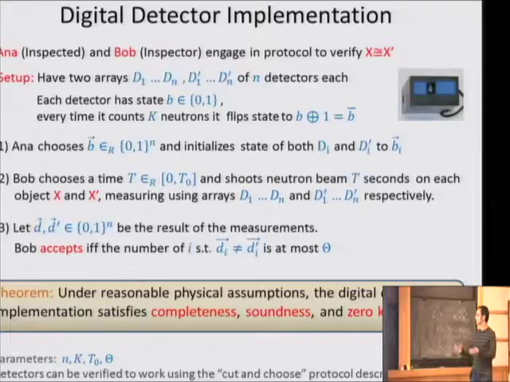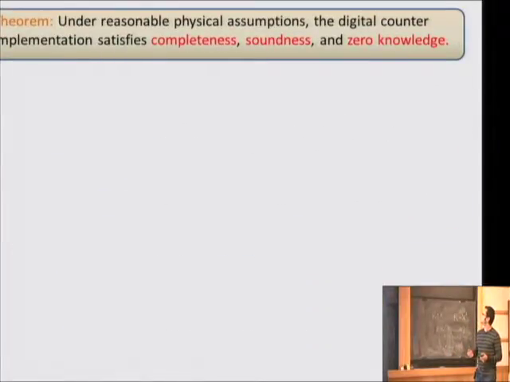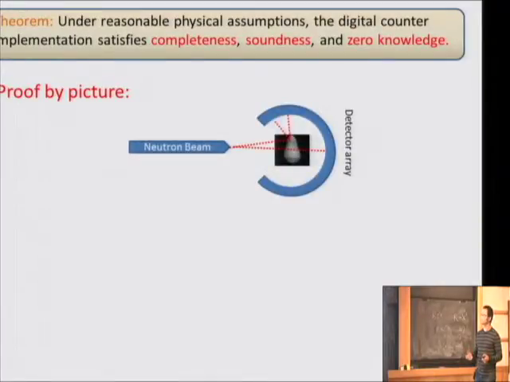And the theorem that we have is that under some specific, reasonable assumptions on what these things leak and what diversion creates in neutron count, this protocol satisfies our 3 properties. It's not perfect completeness. No, it's not perfect completeness. There's always going to be noise. And here is a kind of proof by picture of how this looks in the simulations that we ran. So this is the setup.